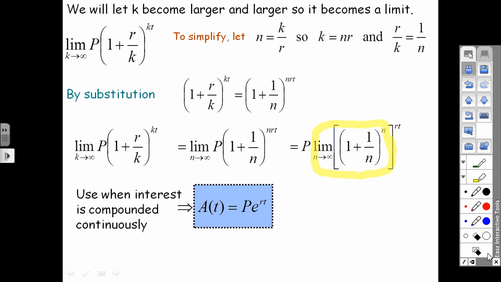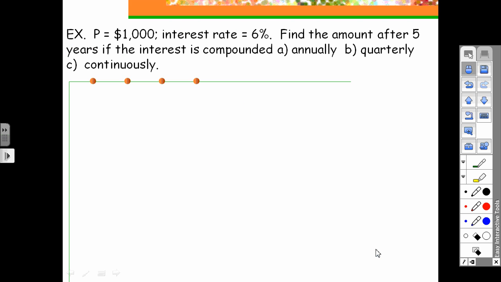Okay, I know, confusing, but really you just need to memorize this formula. You don't need to memorize how we got the formula, okay? I just think it's cool. All right, let's take a look at how we're going to use these things.